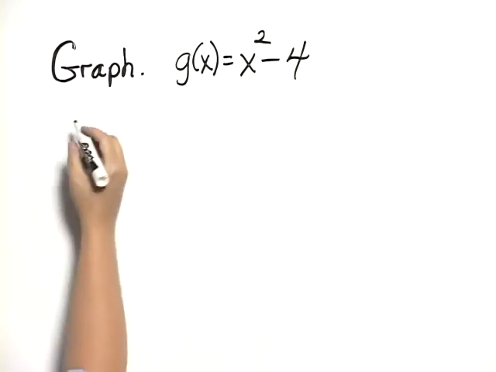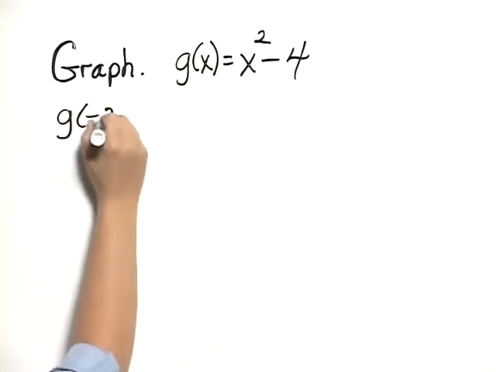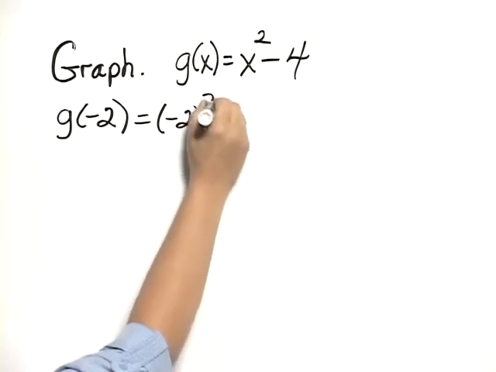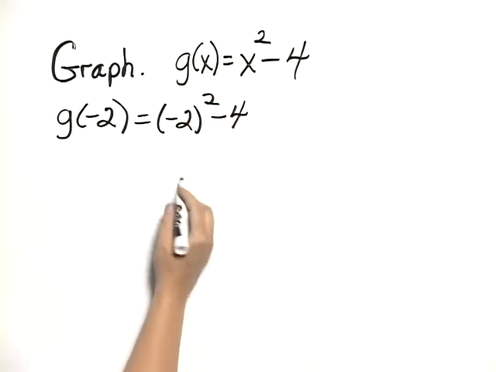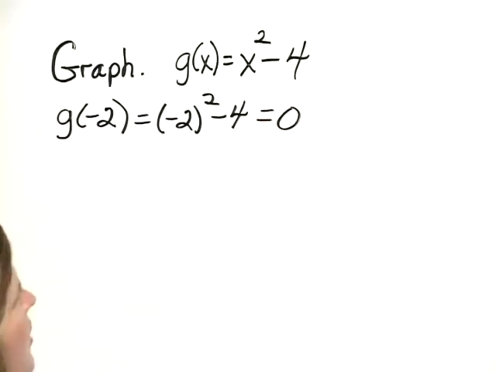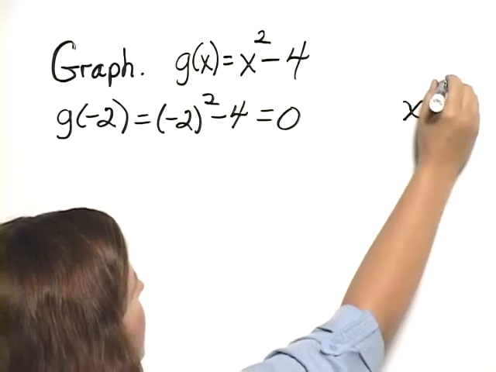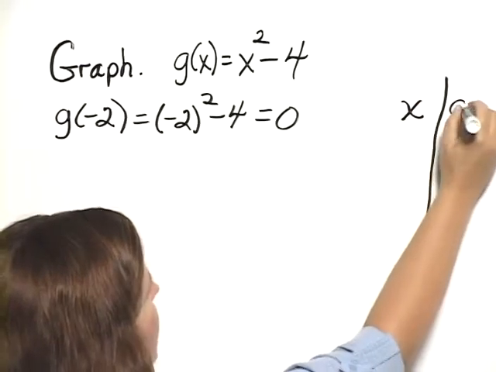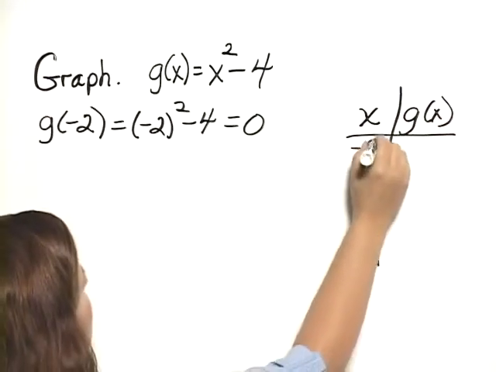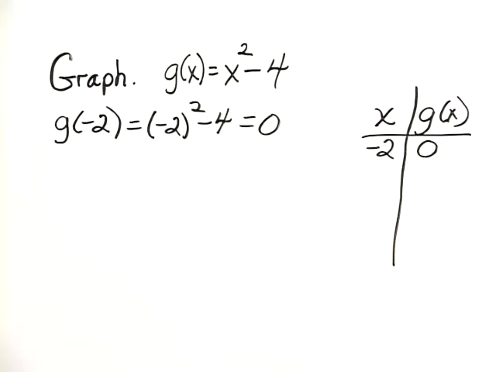We'll start with x is -2, and we'll find g of -2. G of -2 would be -2 squared minus 4, which will be 4 minus 4, or 0. So organizing our information in a table, we have x and g of x. When x is -2, g of x is 0. And that's one point on the graph.